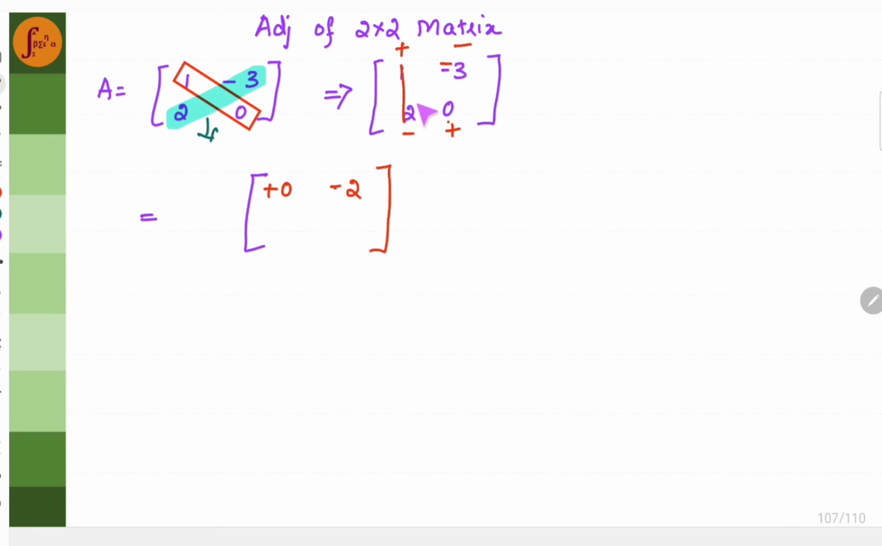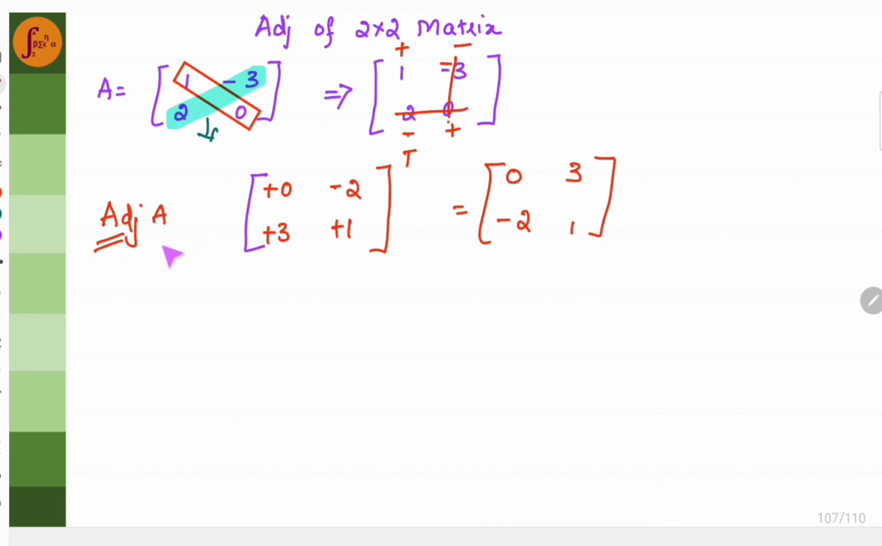Now we'll go to the third element, 2. For 2, ignore this column and this row, so you're left with minus 3. And the sign is minus, so minus into minus is going to become plus. Now let's go to the fourth element, which is 0. Ignore this column and this row, you're left with element 1. The sign is plus, so plus 1. Now we'll take the transpose. Transpose is interchanging the rows and columns. So it's going to be 0 minus 2, 3 1. This is the adjoint of matrix A.